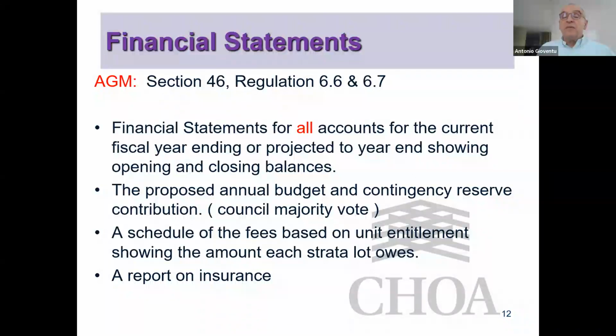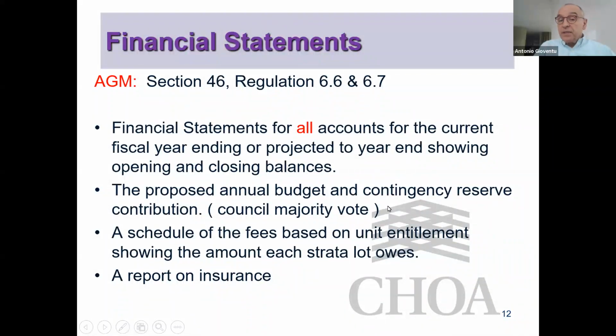A very important factor of this, though, is that the opening and closing balance for the operating budget, the contingency reserve fund, and independently for each special levy have to be shown and have to be included in the notice of annual general meeting. Whether they're projected or whether they're actual, they still have to be provided. You have to include a proposed budget and a contingency reserve contribution. This starts at a council meeting by majority vote.